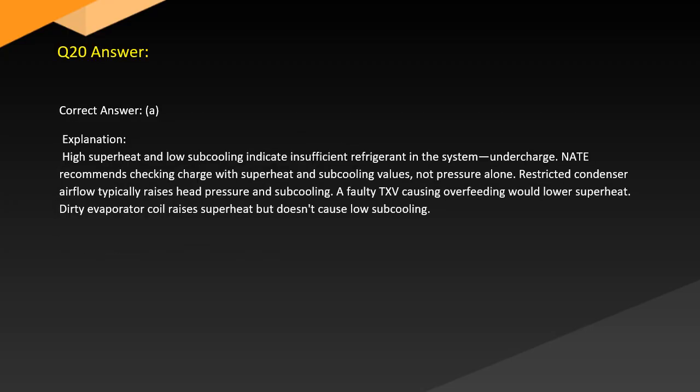Answer. Correct answer: A. Explanation. High superheat and low subcooling indicate insufficient refrigerant in the system. Under charge, NATE recommends checking charge with superheat and subcooling values, not pressure alone. Restricted condenser airflow typically raises head pressure and subcooling. A stuck TXV causing overfeeding would lower superheat. A dirty evaporator coil raises superheat but doesn't cause low subcooling.